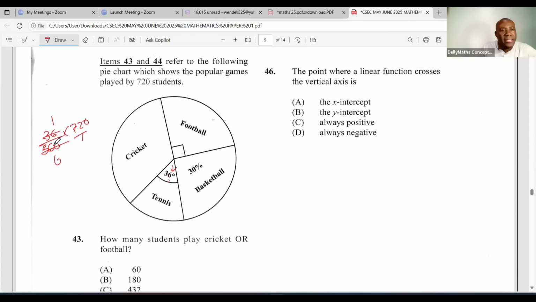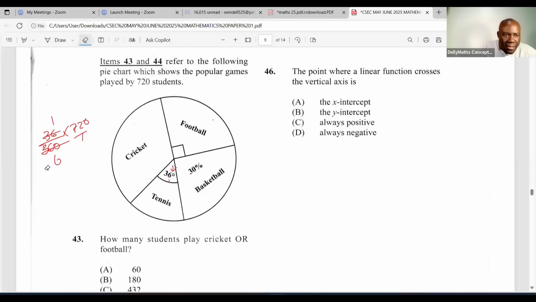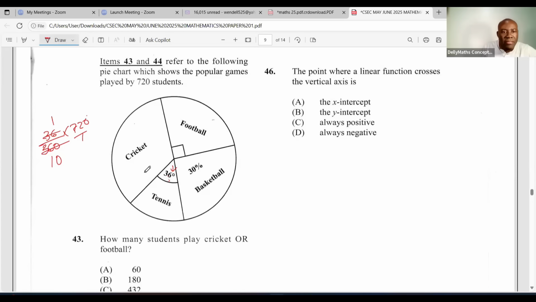So 36 divided by 360, if you multiply that by 720, you're going to get 72. So this is 72 persons right here. That 72 that you're looking at is for tennis.